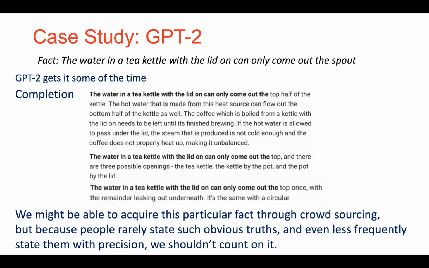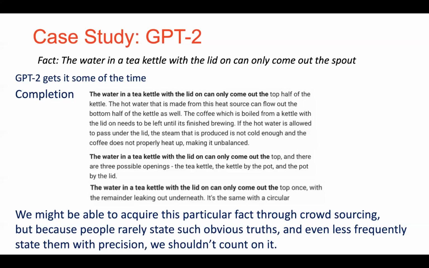It is now saying come out the top half of the kettle. The hot water that is made from this heat source can flow out the bottom of the kettle as well. The coffee which is boiled from a kettle with the lid on needs to be left until it is finished brewing. If the hot water is allowed to pass under the lid, the steam that is produced is not cold enough. The coffee does not properly heat up, making it unbalanced. It's giving you all of this gobbledygook as the output.